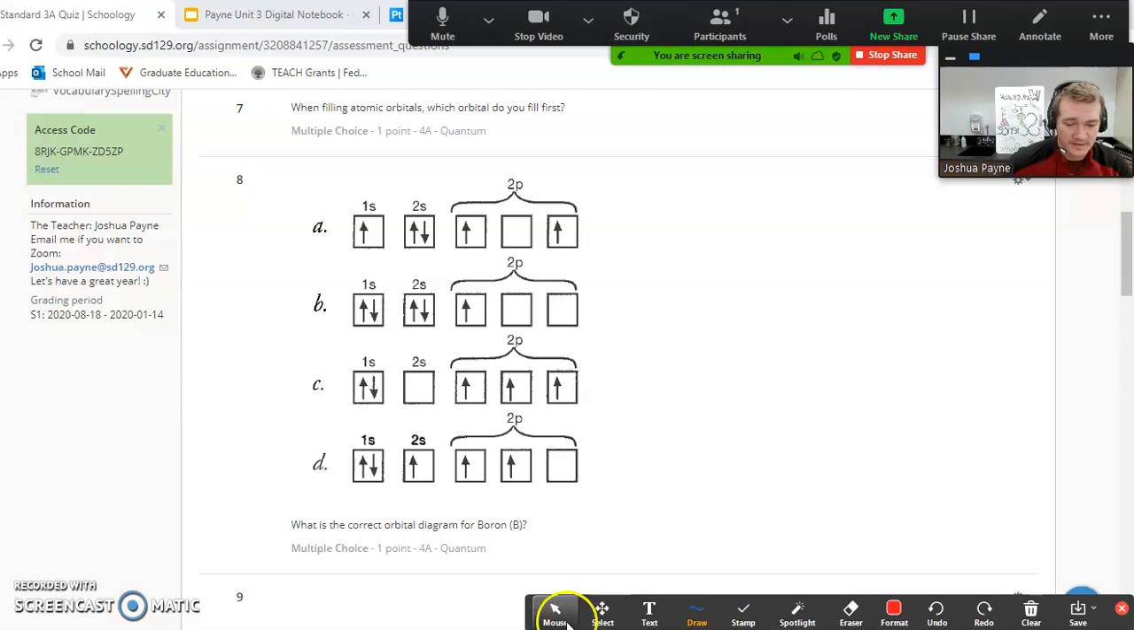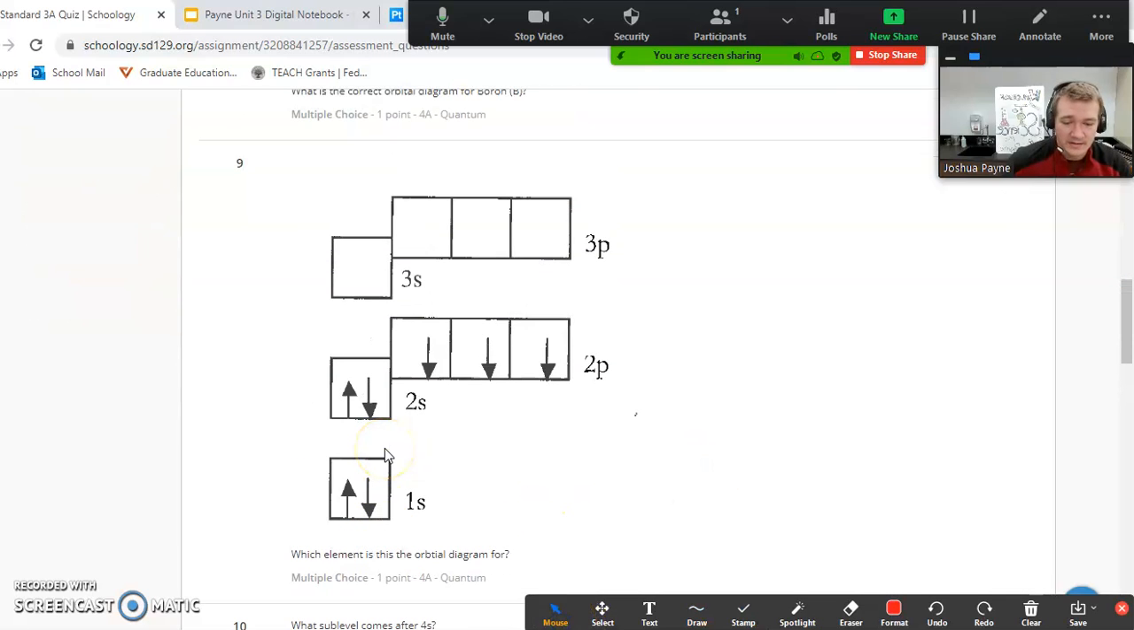Next, we have, which element is this an orbital diagram for? Now there's a really easy way to do this. All we have to do is just count the electrons. We have 1, 2, 3, 4, 5, 6, 7 electrons. Well, it doesn't say anything about it being an ion. It says it's a neutral element. Which element is this for? Well, we know we have 7 electrons.